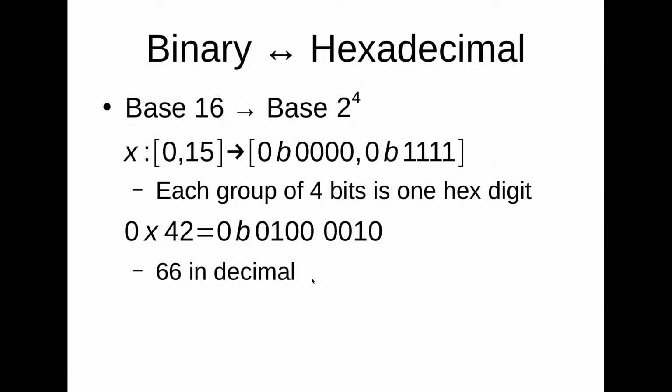And then binary and hexadecimal, it's very easy to convert between them because base 16 is just the same as base 2 to the power of 4. So the 0 through 15 for the hexadecimal digits is the same as binary 0000 to binary 1111, which means that each group of 4 bits represents one single hex digit. So 0x42 would be in binary 01000010, and that's 66 in decimal.